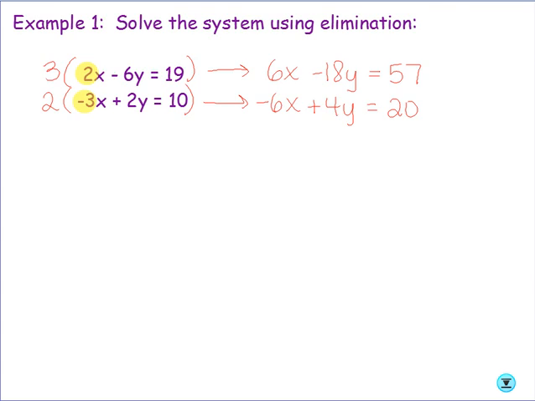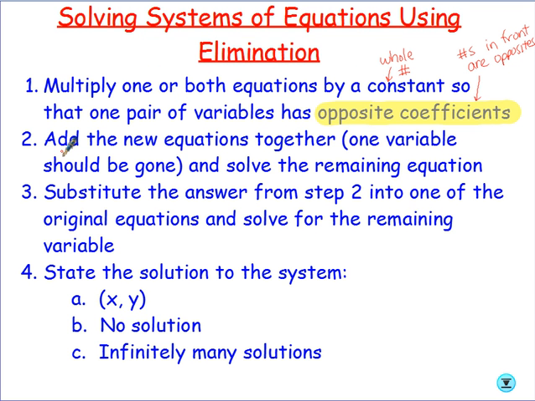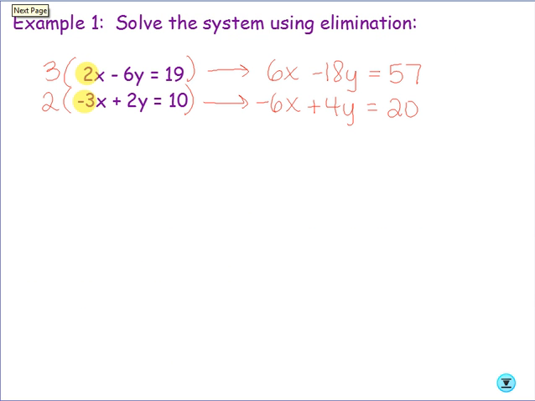Step number 2. You're going to add the 2 new equations together. One variable should be gone, and solve the remaining equation. So the key word here is add. We learned in elementary school when we add, we put a big old bar underneath. 6 plus -6 cancels. -18 plus 4 is -14, keep the y. 57 plus 20 is 77.